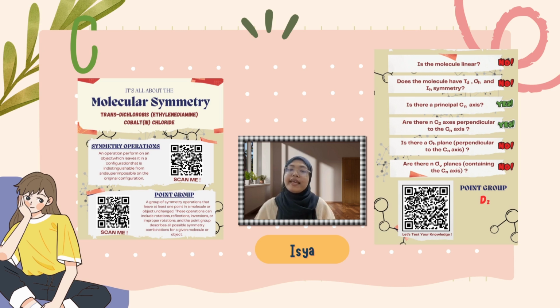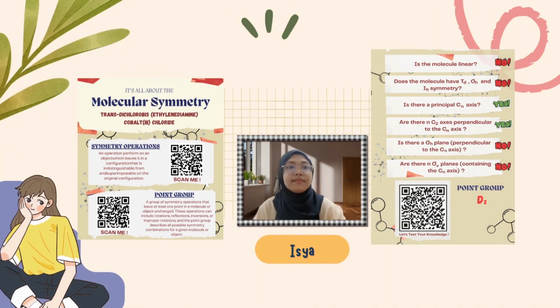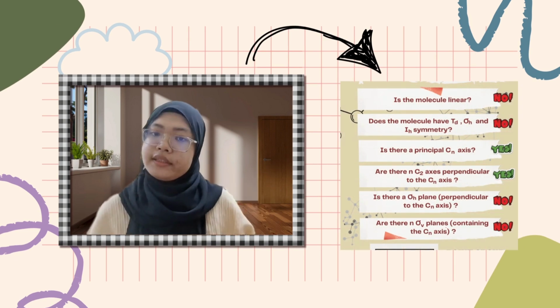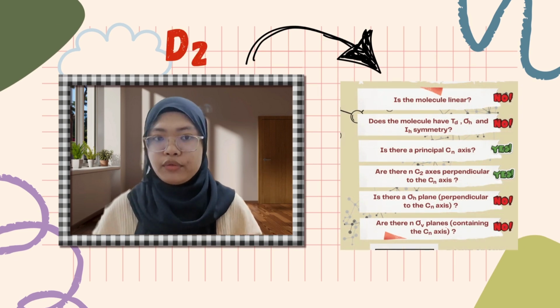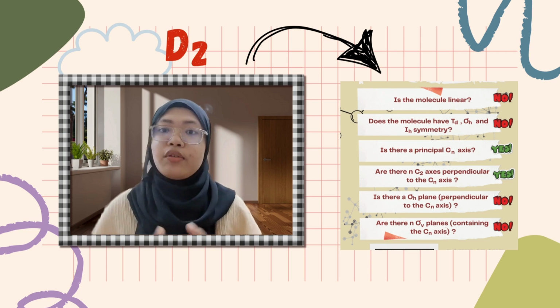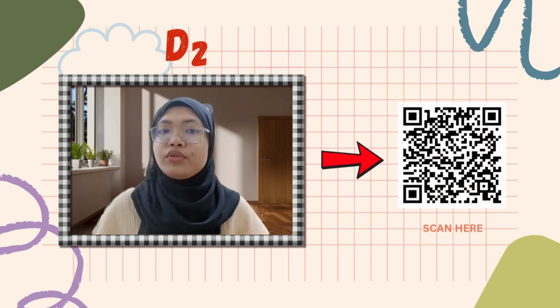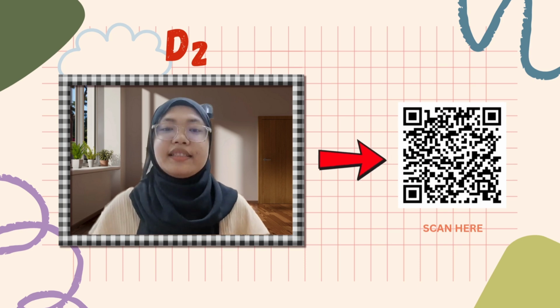Finally, are there any vertical mirror planes containing the Cn axis? The answer is no as well. So, based on this flow, we determine that the molecule belongs to the D2 point group. If you want to test your understanding, you can scan the QR code below to try our quiz. That's all for me. Thank you.